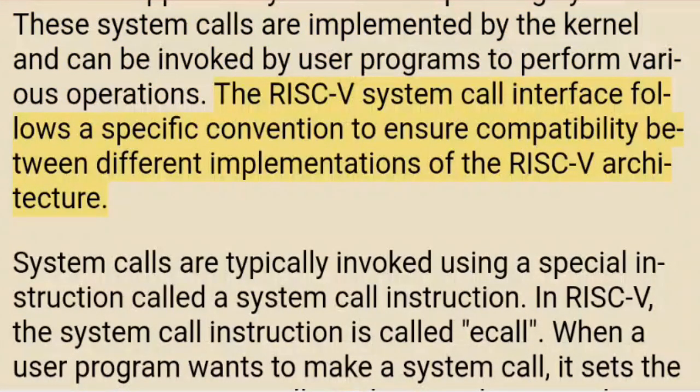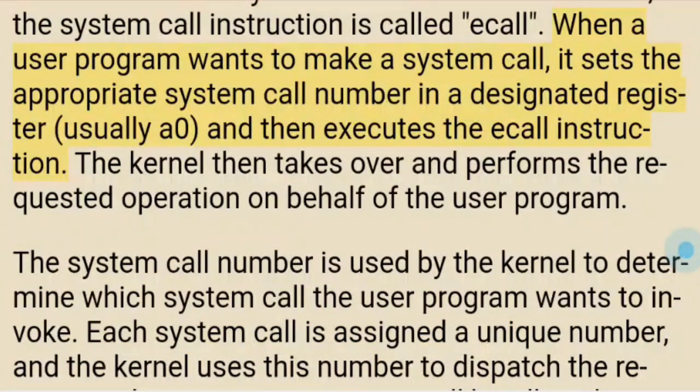The RISC-V system call interface follows a specific convention to ensure compatibility between different implementations of the RISC-V architecture. System calls are typically invoked using a special instruction called a system call instruction. In RISC-V, the system call instruction is called ecall. When a user program wants to make a system call, it sets the appropriate system call number in a designated register, usually a0, and then executes the ecall instruction. The kernel then takes over and performs the requested operation on behalf of the user program.